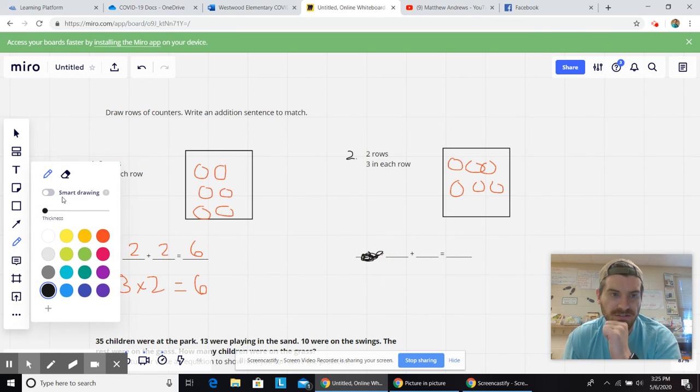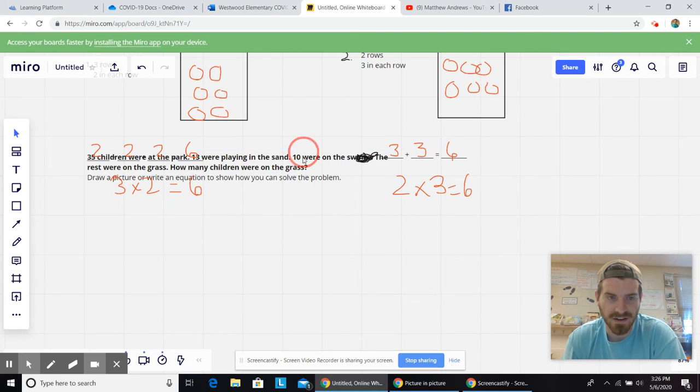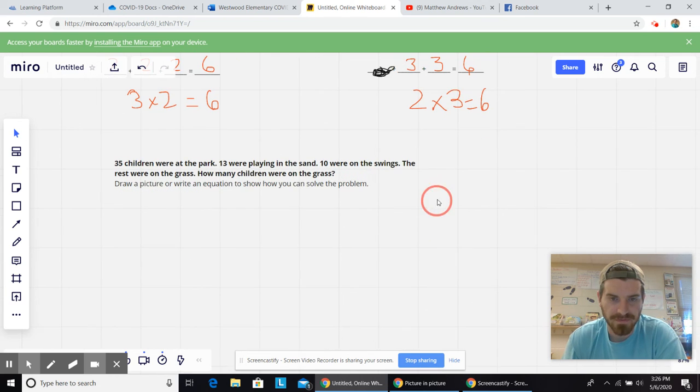My number sentence would be 3 plus 3 equals 6. Or if you wanted to use multiplication, it would be the same thing as 2 groups with 3 in every group would make 6. 2 times 3. All right, there we go.